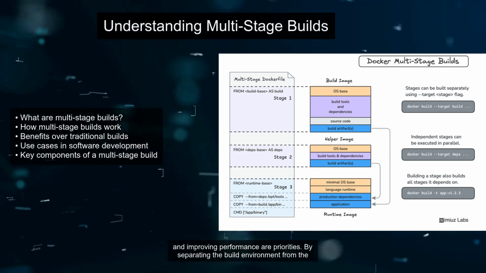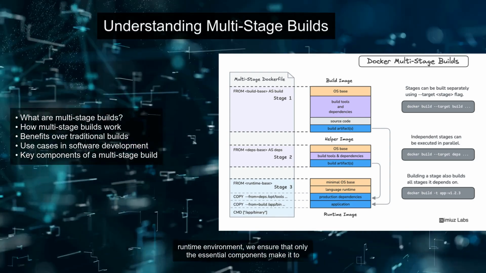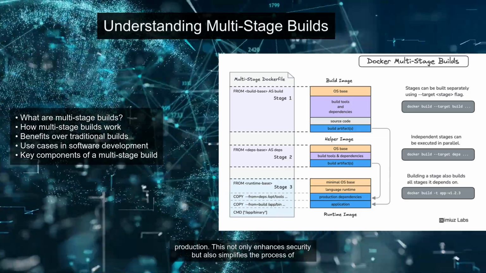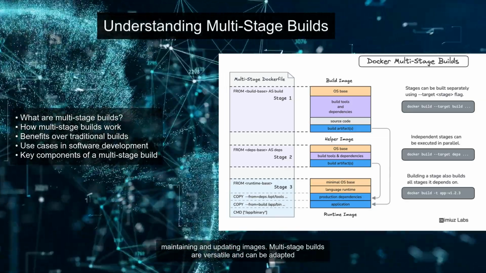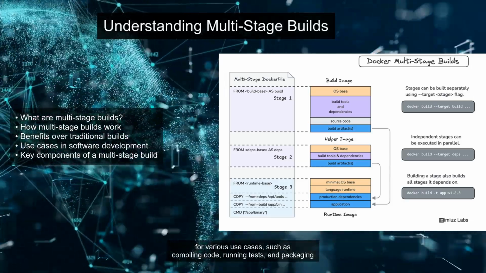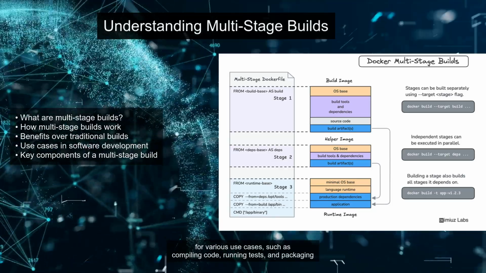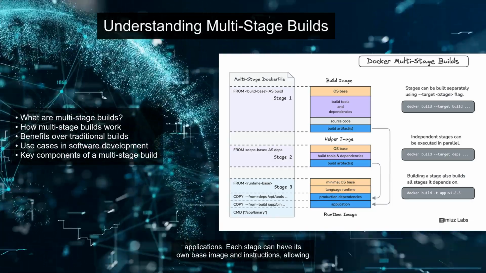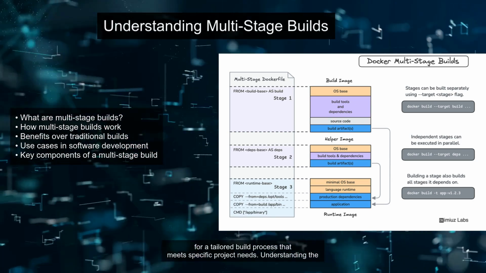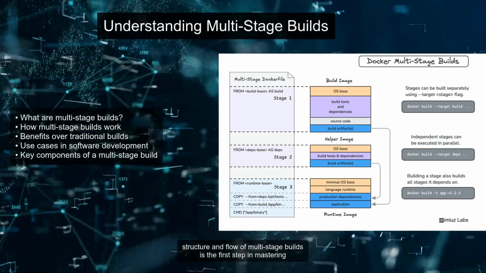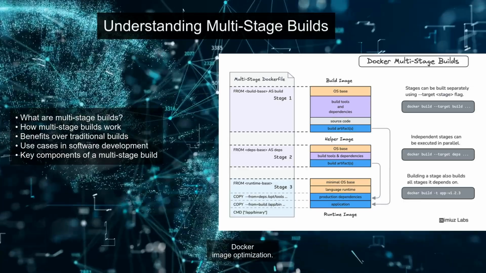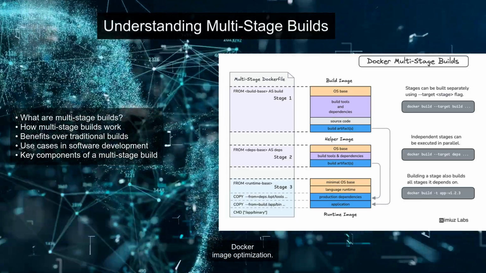By separating the build environment from the runtime environment, we ensure that only the essential components make it to production. This not only enhances security but also simplifies the process of maintaining and updating images. Multi-stage builds are versatile and can be adapted for various use cases, such as compiling code, running tests, and packaging applications. Each stage can have its own base image and instructions, allowing for a tailored build process that meets specific project needs. Understanding the structure and flow of multi-stage builds is the first step in mastering Docker image optimization.